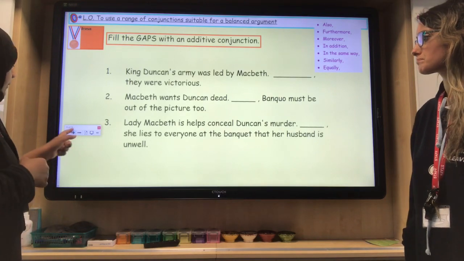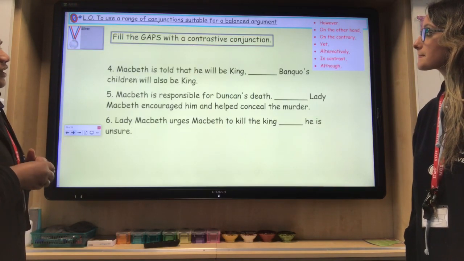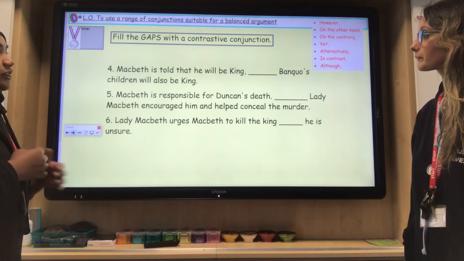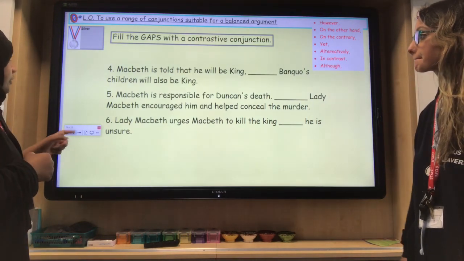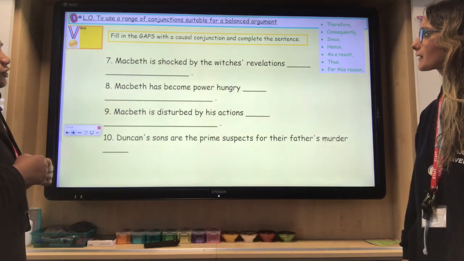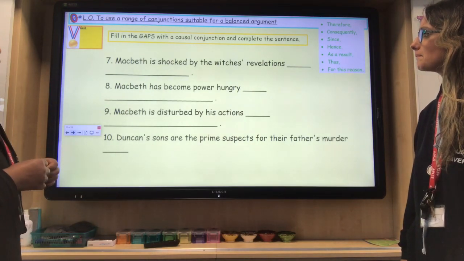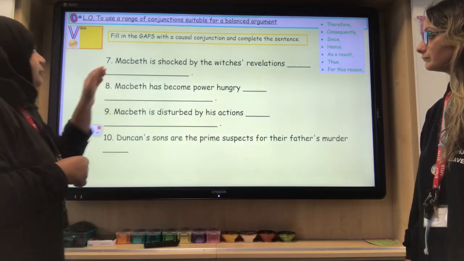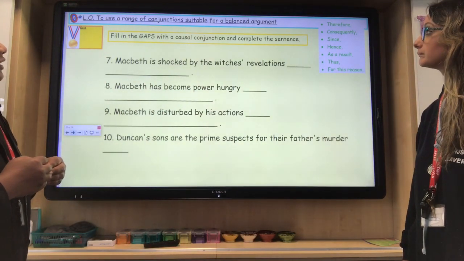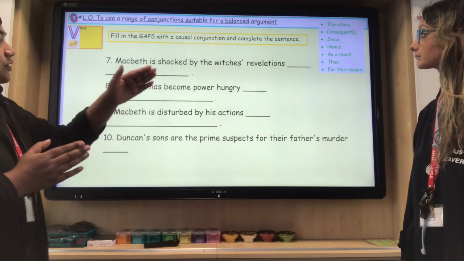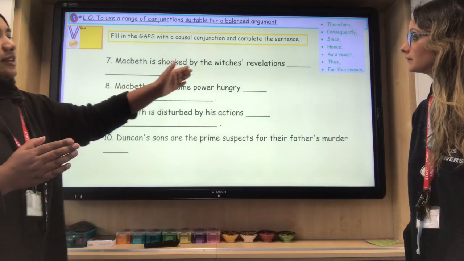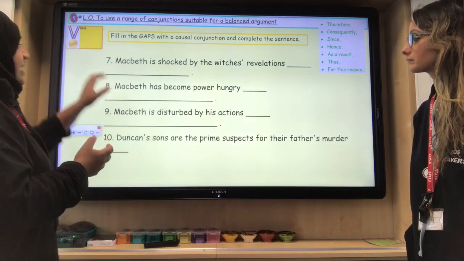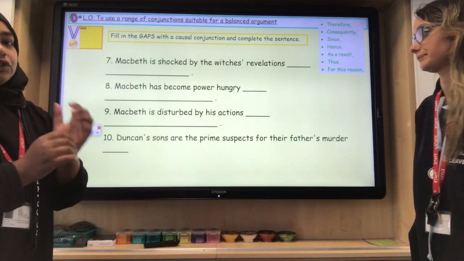Yeah, good idea. For silver, same thing. 3 separate sentences, completely different, so you use a contrastive conjunction. And then lastly, for gold, use a causal conjunction to complete the sentence. So not only are you using a causal conjunction, you also need to finish off the sentence. So for example here, we've got Macbeth is shocked by the witch's revelations. As a result, he went and he wrote a letter to Lady Macbeth to inform her of the news. So actually you need to add another main clause to finish off and complete your sentence.